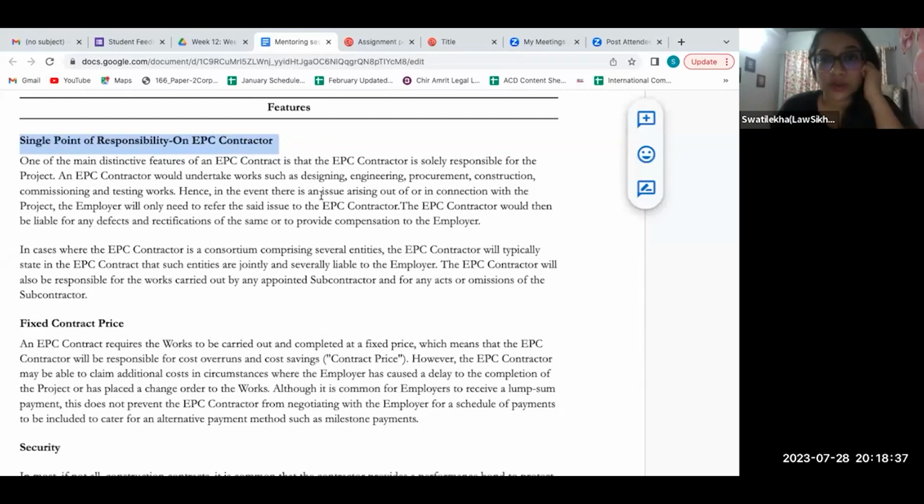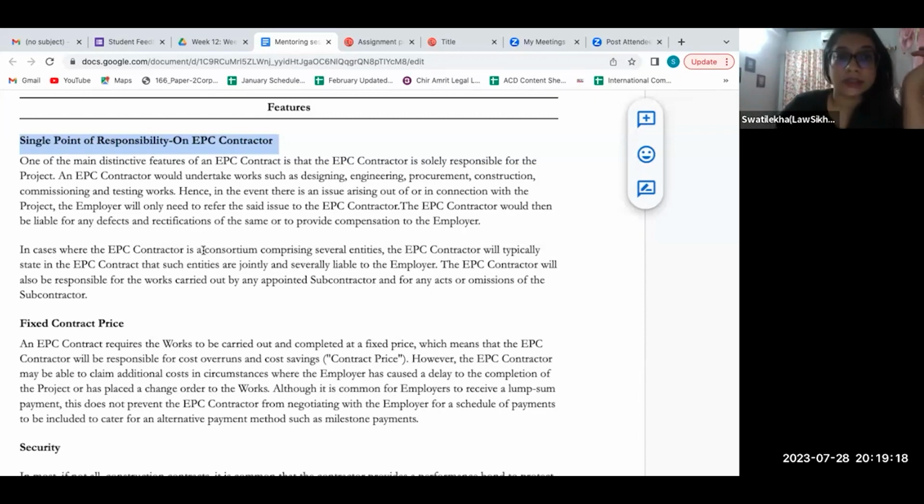So in the event there is an issue arising out of or in connection with the project, the employer will only need to refer the said issue to the contractor, and the contractor will be liable for any defect, any problem, any kind of rectification that needs to be done. So everything depends solely on the contractor. The contractor has sole responsibility regarding all the deliverables under the project. If something malfunctions or a problem occurs which needs cure, everything needs to be done by the contractor, okay?